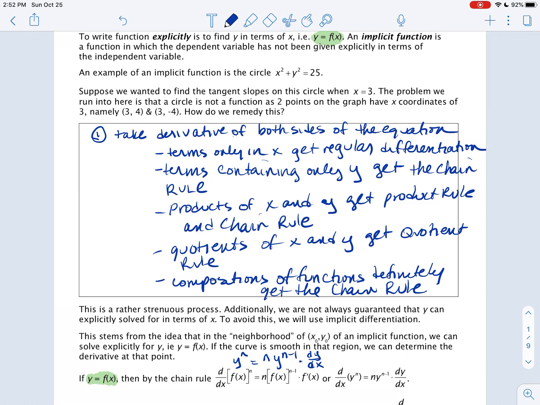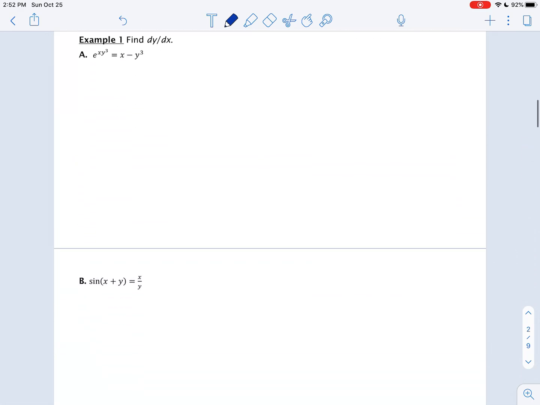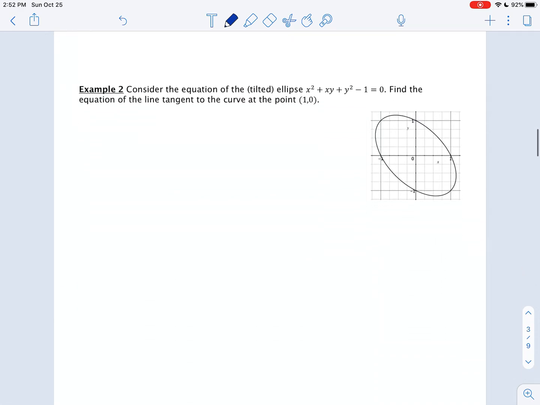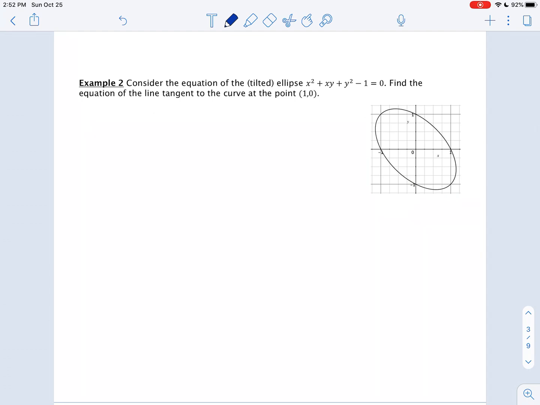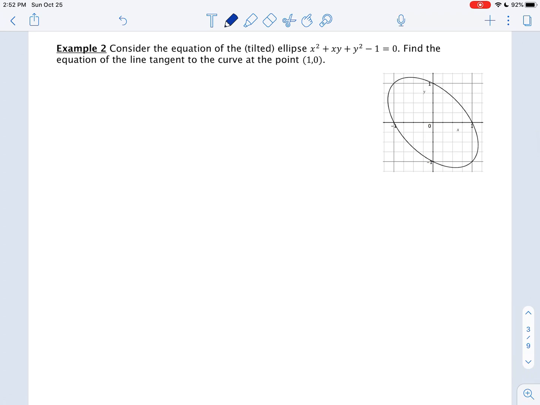So let's actually do some examples here so that you get the idea of how to find the derivative dy dx. And after doing that, we'll move forward and say, well, how can we find the second derivative so we can find concavity, or the acceleration? All right, so I wanted to move forward and do this one here, just since we did not do this in class. So here, consider the equation of the tilted ellipse. All right, so this is not a function, but it is a relation.